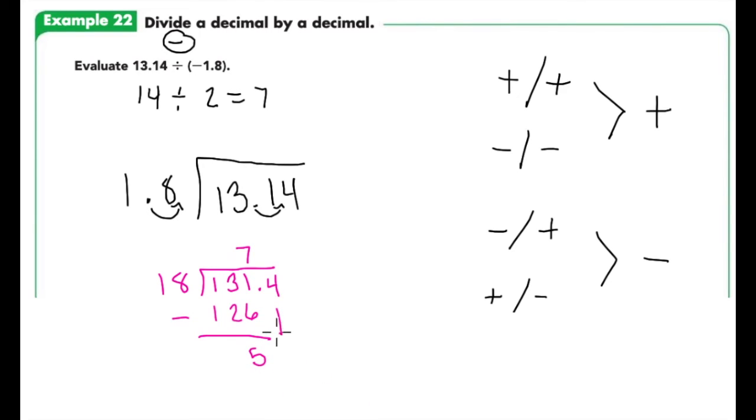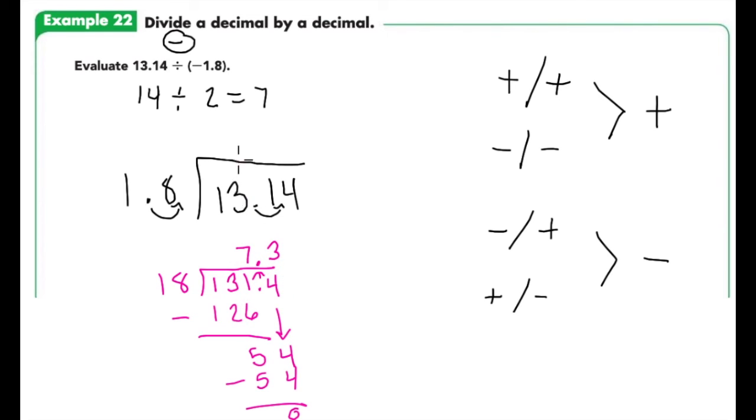We bring down the 4. It's important to remember to bring up this decimal point, so the decimal point stays where it would be. And now 18 goes into 54 3 times. 3 times 10 is 30, and 3 times 8 is 24. That leaves us with 54, so we could stop because we ended up with a terminating decimal.